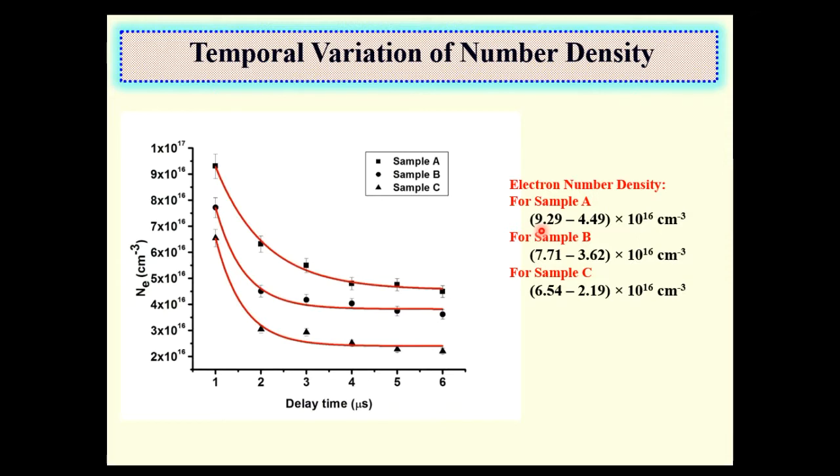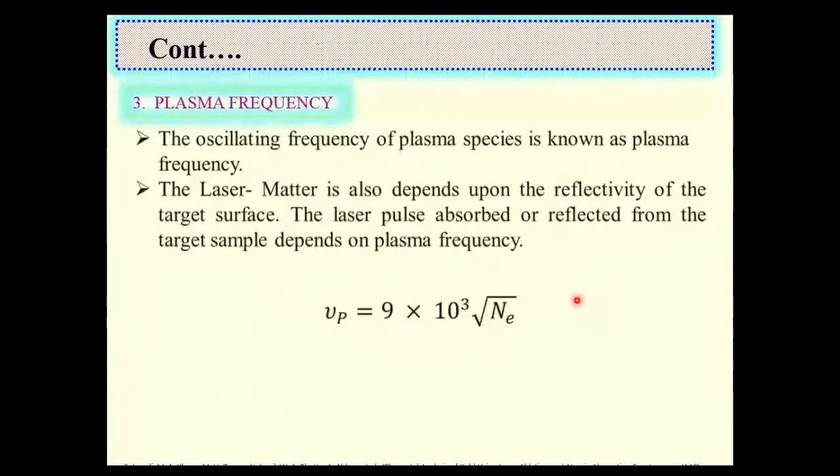For sample A, electron number density varies from 9.29 to 4.49 into 10 power 16 centimeter power minus 3. For sample B, it varies from 7.71 to 3.62 into 10 power 16. And for sample C, the electron density varies from 6.54 to 2.19 into 10 power 16 centimeter power minus 3.